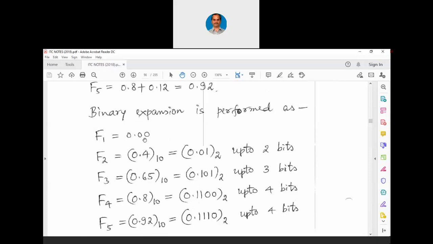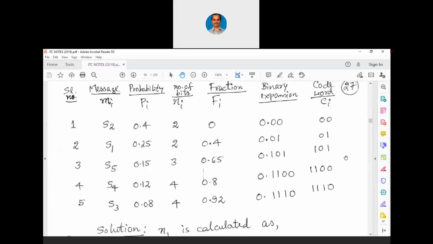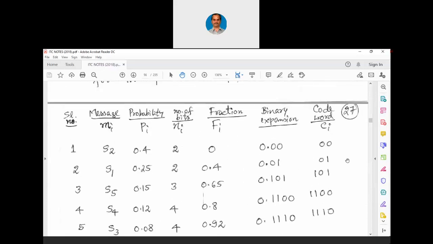Which means for the very first message, which is having the highest probability, we can keep the code as 00. Then for the next one we keep the code as 01. Then the next code as 101, then 1100, then 1110. I will come back to the tabular column now. Now I hope you have understood all this. The fraction is converted into binary and that binary's integer portion is completely discarded and we get this code 00, 01, 101, 1100, 1110. Now let me annotate this.